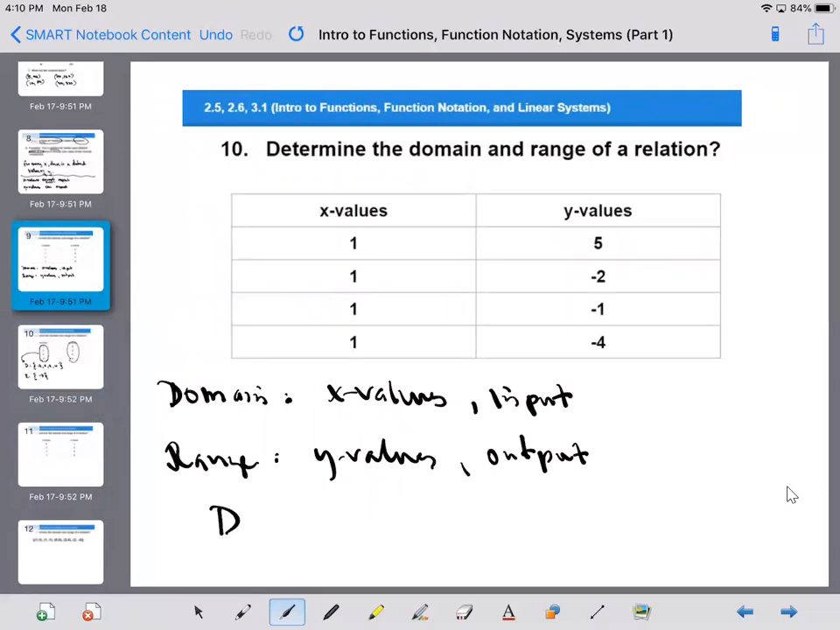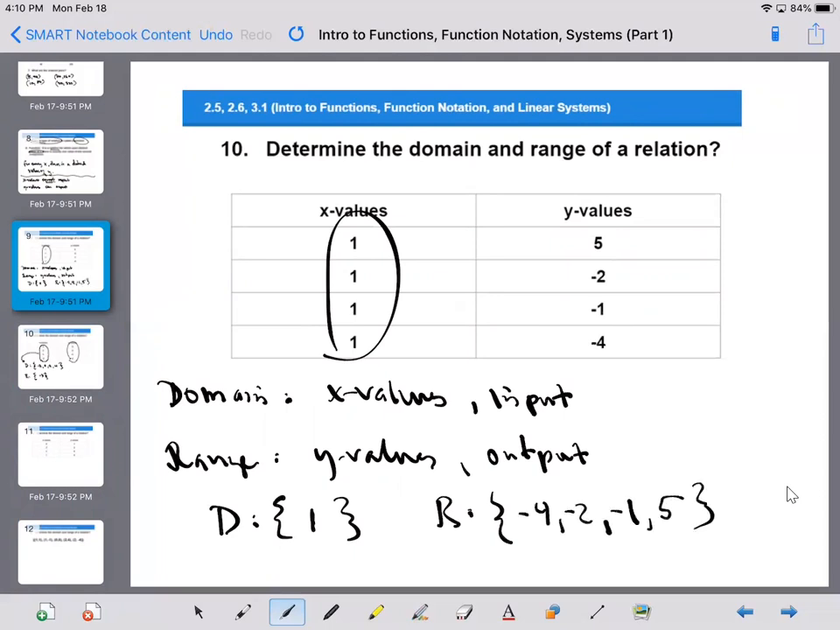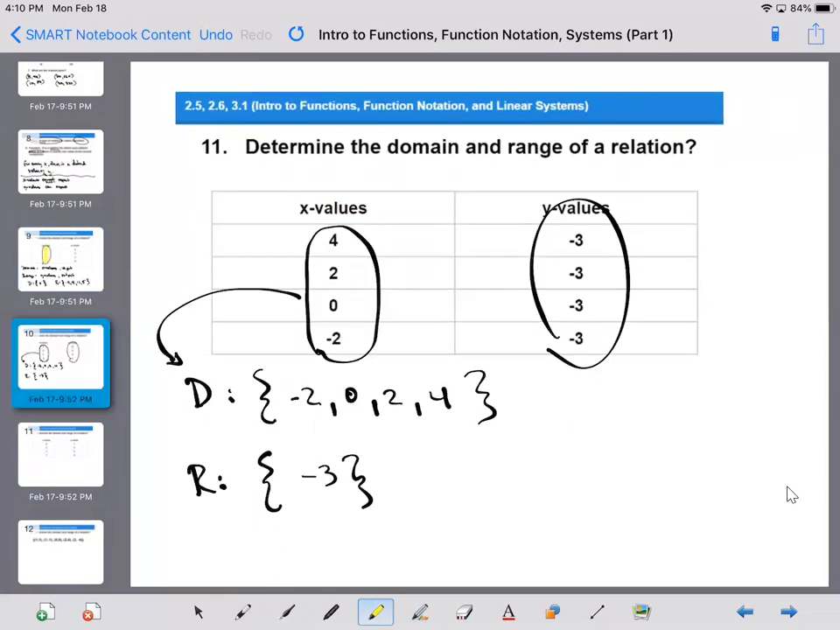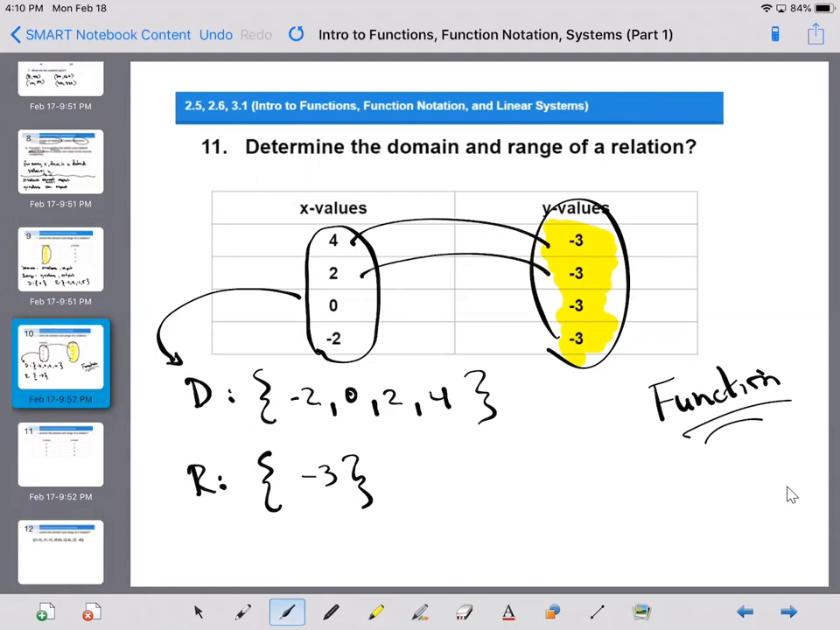So if I were going to state my domain, notice the x values was only once, but the range was from -4, -2, -1 to 5. This is an example where you see the x values are repeating. This would not be a function. But when you look at this second one here, the x values do not repeat, the y values repeat, and that's okay. This would be a function because for every x value, there is exactly one y value.